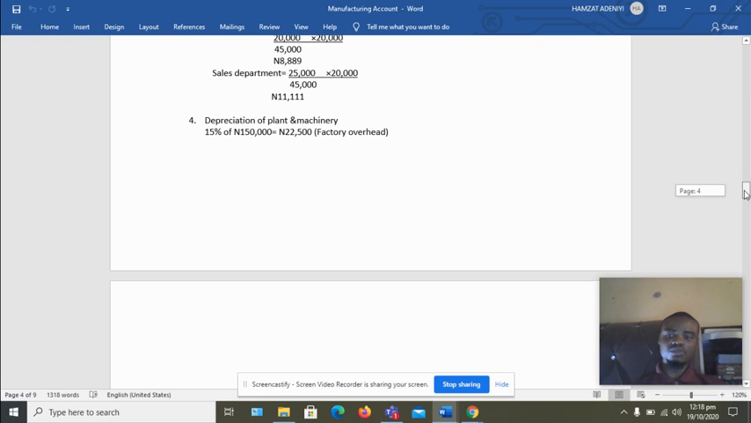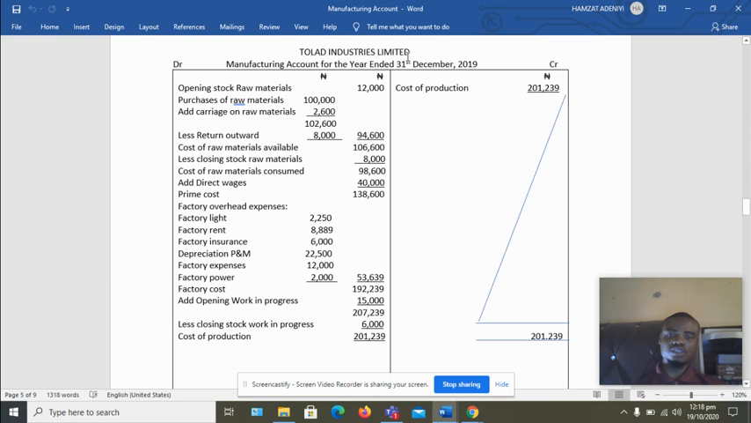When you are done with the additional information, you now move straight to the preparation of the account itself. The name of the account owner, that is the business owner, is written. You title your account very well, debit and credit, the naira sign, and everything. You start with your opening stock of raw material, add purchase of raw material to it, carry your raw material, and see as it's laid down here.